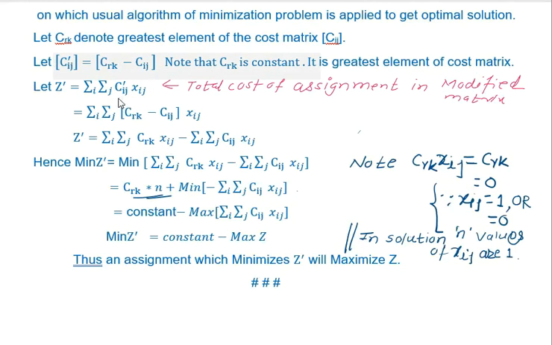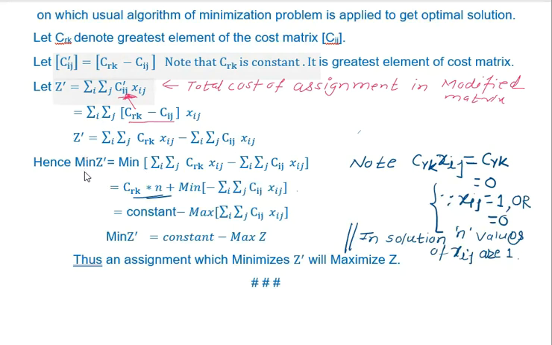Now let us substitute the value of C dash ij. C dash ij is this difference. We have subtracted Cij from CRK to get this C dash ij, into Xij as it is. So let us separate this CRK into Xij minus Cij into Xij. This is a summation over the first term minus summation over the second term. We can separate this sum.